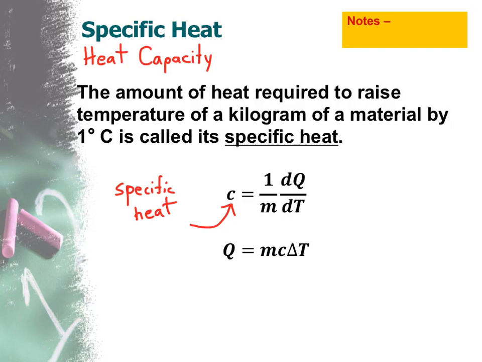M is the mass of your material in kilograms. And before I go on to the next slide, another name that will be often given to this specific heat is what's called heat capacity. So if you're doing some Google searches or anything like that and wanted more information about this, you can also look up heat capacity.